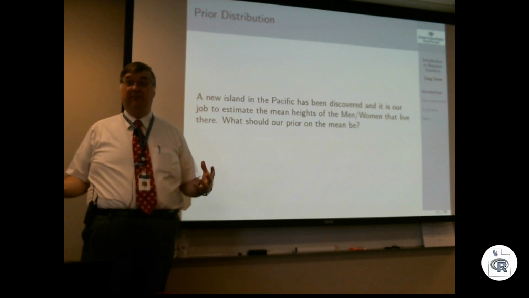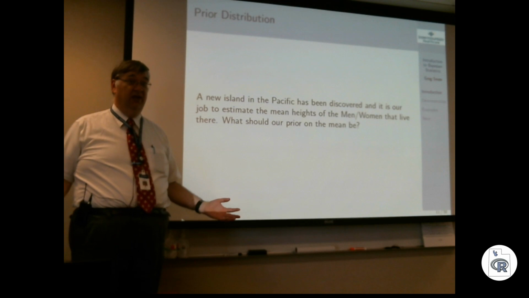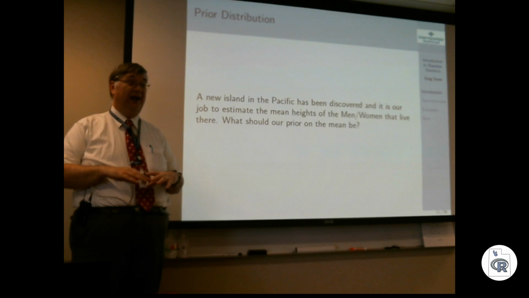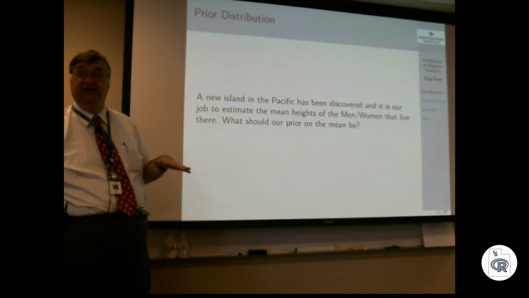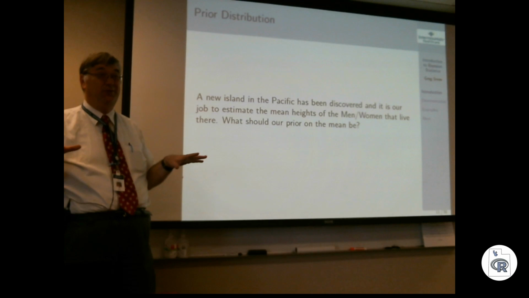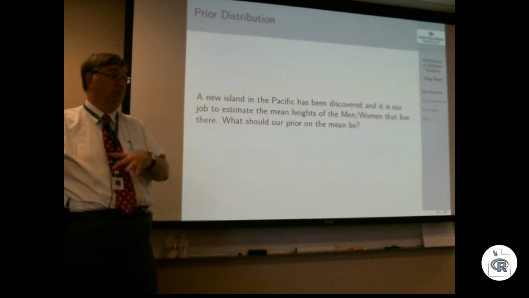Well, I don't know anything about this island, and so I might be tempted to say, I'll just use this flat, non-informative prior that says it could really be anything. But if you start thinking about it, we do know some things. For one thing, I would be very, very surprised if the average height of people on this island was a negative number. Height, we're pretty sure, is positive. But these non-informative priors say, hey, it's equally likely to be negative 1 million as it is to be positive 3. So we do know some things.